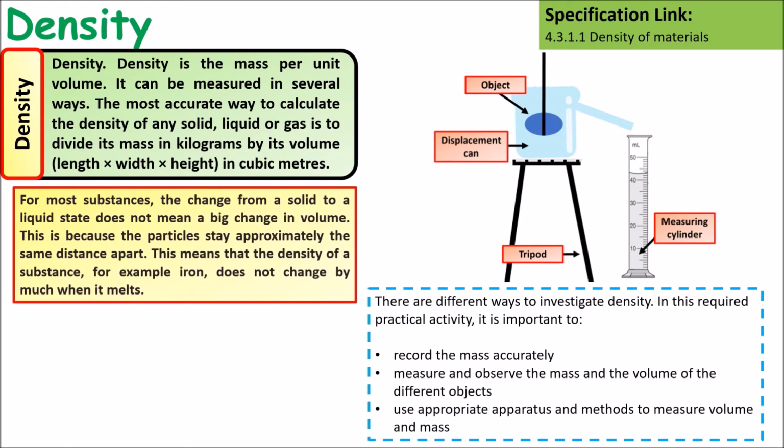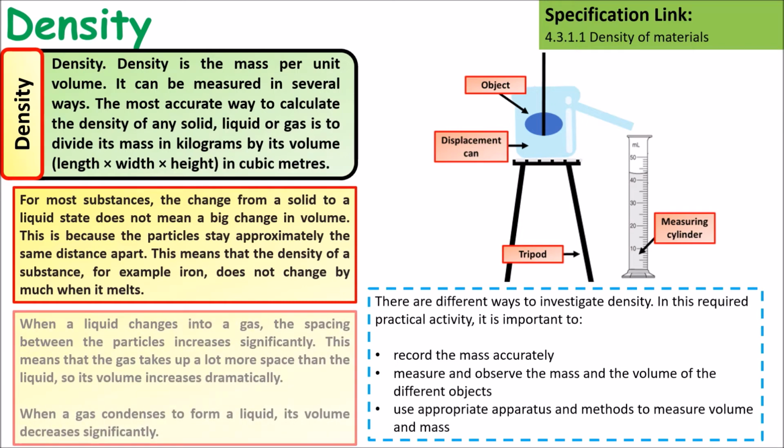So if we think about density then, density is the mass per unit of volume. So it can be measured in several ways. For most substances, the change from a solid to a liquid state does not mean a big change in volume. This is because the particles stay approximately the same distance apart. So this means that the density of a substance, for example iron, does not change that much when it melts.